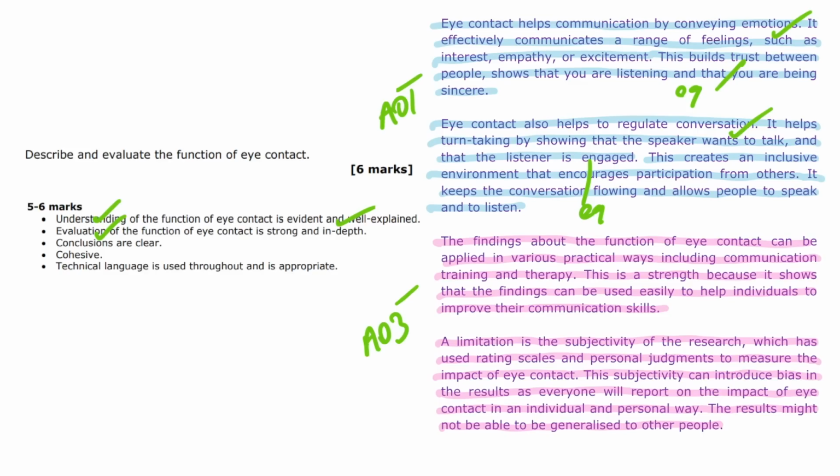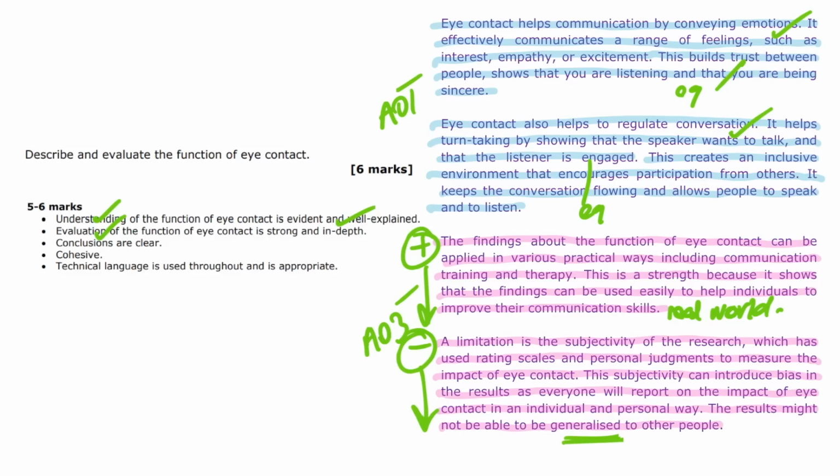The evaluation section is well constructed, identifying a strength and a limitation with a clear explanation for each. The strength is highlighted by explaining how the findings can be applied practically in communication training and therapy, showing a strong link between the theory and real-world applications. The limitation of subjectivity in the research is identified, and the explanation explains how relying on rating scales and personal judgments can introduce a bias and impact the generalisability of the results.